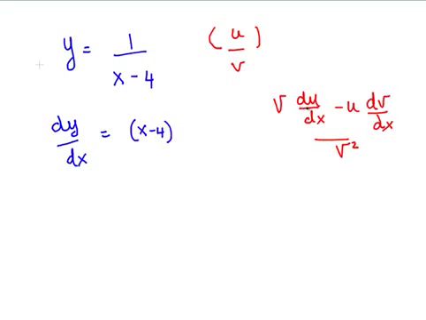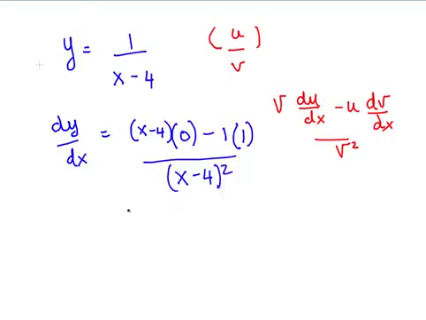The derivative of u with respect to x is the derivative of 1 with respect to x, so that's just 0. Minus u, in this case, is going to be 1, and the derivative of x minus 4 with respect to x is just 1. And that's all over x minus 4 squared. So x minus 4 times 0 just goes to 0. So our answer is minus 1 over x minus 4 squared.